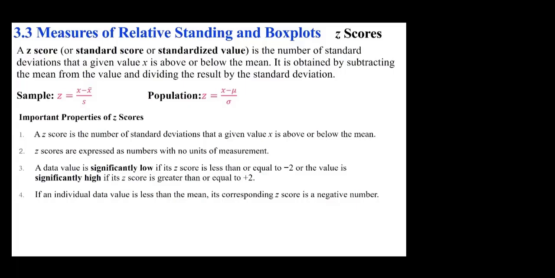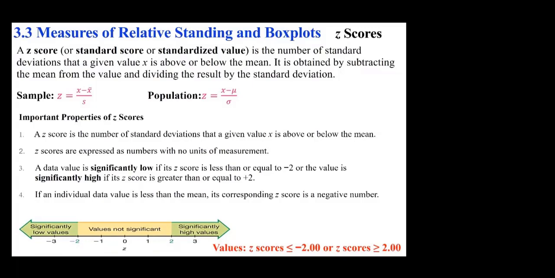A data value is significantly low if its z-score is less than or equal to -2, or the value is significantly high if its z-score is greater than or equal to +2. If an individual data value is less than the mean, its corresponding z-score is a negative number. If your z-score is 0, that means your score is the same as the average in class. If your z-score is positive, that means above the average in class. If it's negative, it means below the average. Okay, that's the bottom line. And that 2 and -2 that you see, remember mu plus or minus 2 sigma, 2 sigma to the right, 2 sigma to the left. Those are the concepts that we've seen.